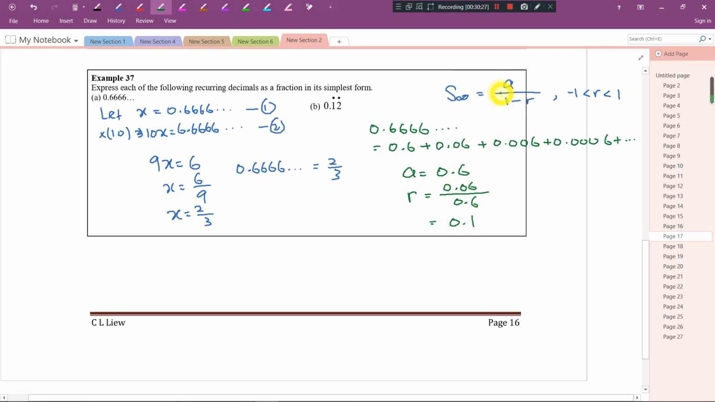So now we use this formula, see whether we can get this answer or not. Sum to infinity is equal to a over 1 minus r. 0.6 over 0.9. So you times 10, move the decimal one place to your right-hand side. You do the same thing, 6 over 9. And we simplify, you will get 2 over 3. You get exactly the same answer. Okay, so this is the way we use the sum to infinity formula to help us solve this type of question. Okay, let's try one more, for B.